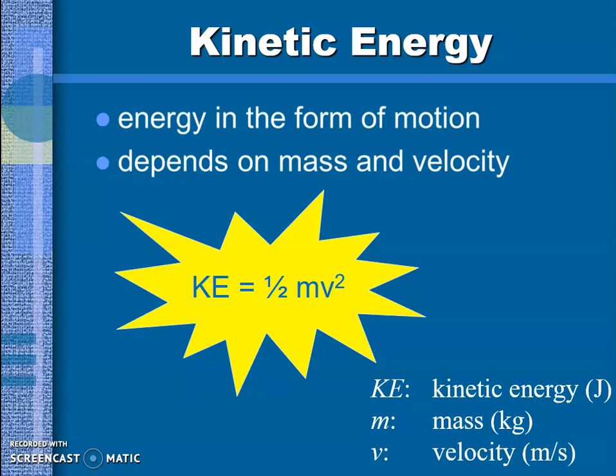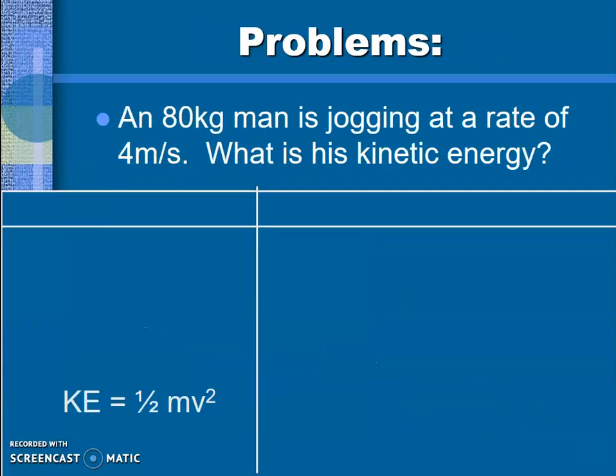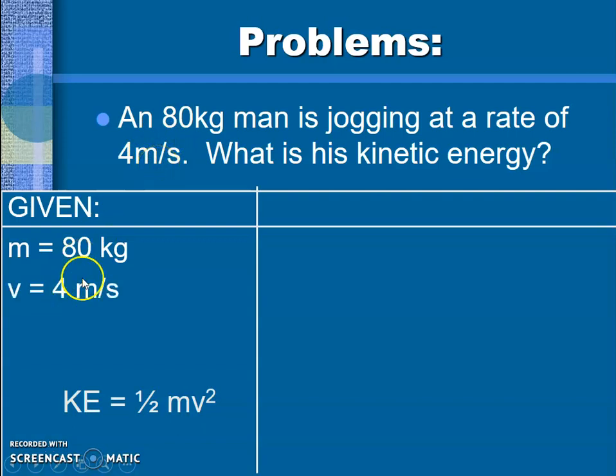Let's look at an example problem. An 80-kilogram man is jogging at a rate of 4 meters per second. What is his kinetic energy? So, analyzing the problem, what kind of information do we have? We have 80 kilograms, so that's a mass. We have jogging at a rate of 4 meters per second. Meters per second is a velocity, so I have a v. And I want to know what is the kinetic energy. So my equation is 1/2 times m times v squared. So I have an m, I have a v, I have everything I need to be able to solve this problem.